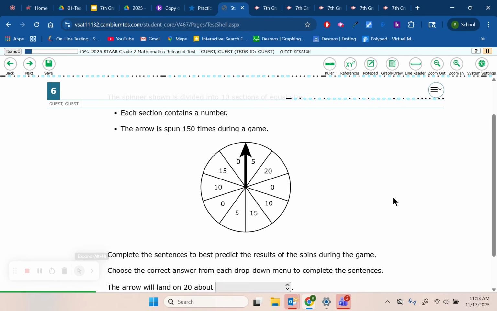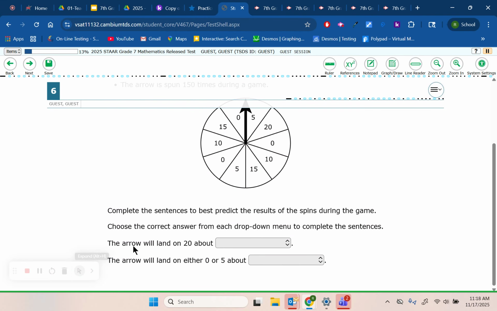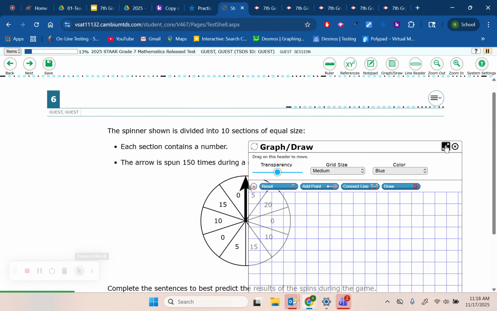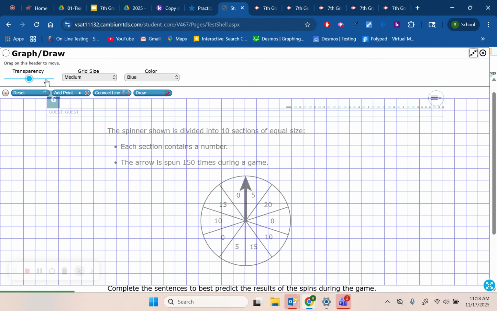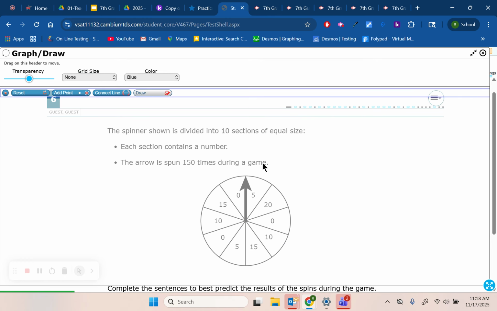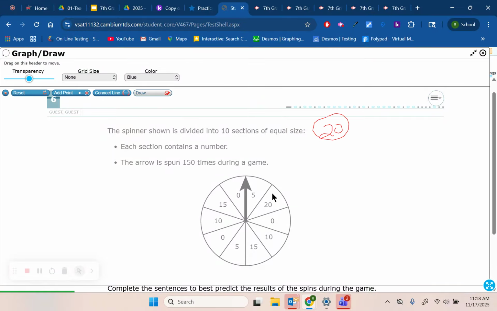So here we go. The arrow will land on 20 about how many times? So let's work this out. On 20 about how many times? So let's go here. Oh, look, under the grid, no. None. So I get rid of the grid all at one time. There's a way to do it. I just forgot. Okay, so I'm landing on 20. So that's my magic number. 20 is right here. That's the only time it pops up. So that first spin, it's a 1 out of 10 shot. And all I gotta do is multiply times what? 150. Okay, and then that's it.